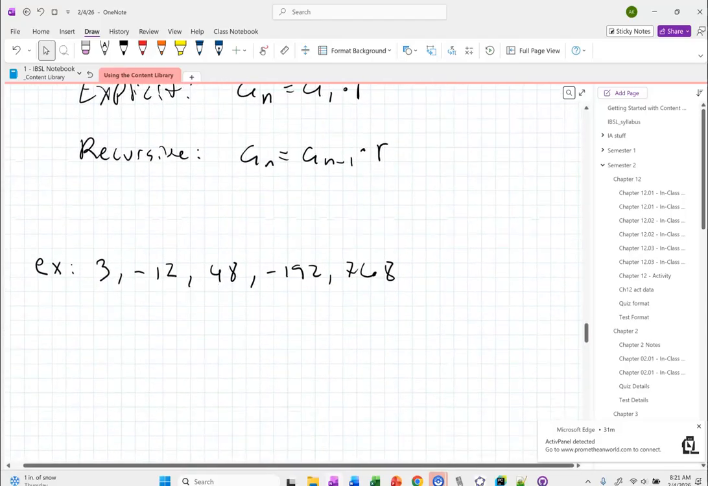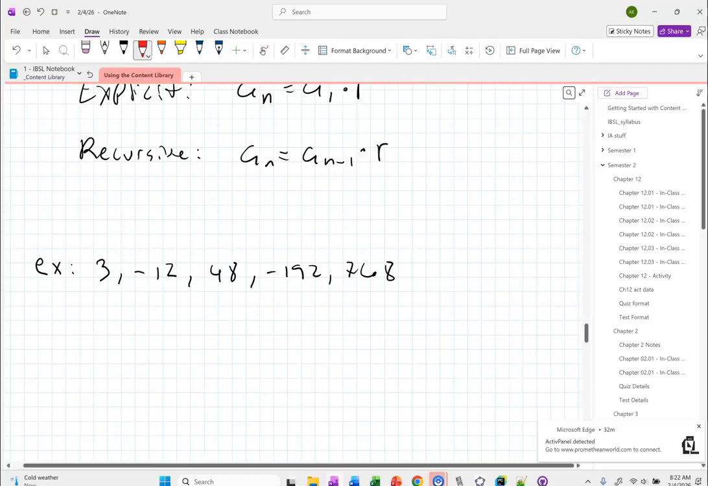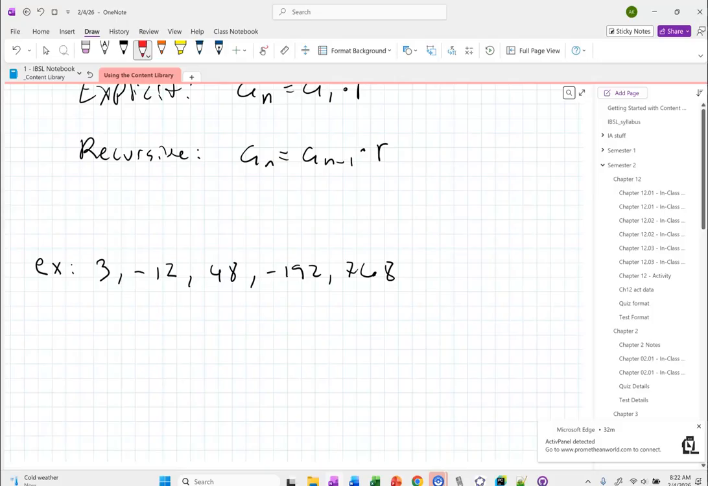So let's take a look at an example here. If I look at this, I think, okay, what type of sequence do I have here? Well, maybe let's try arithmetic to start. To go from 3 to negative 12, I'd subtract 15. But to go from negative 12 to 48, I have to add 60. And already I know it's not arithmetic, right? Well, maybe instead of adding and subtracting, we're going to be multiplying and dividing by some constant.